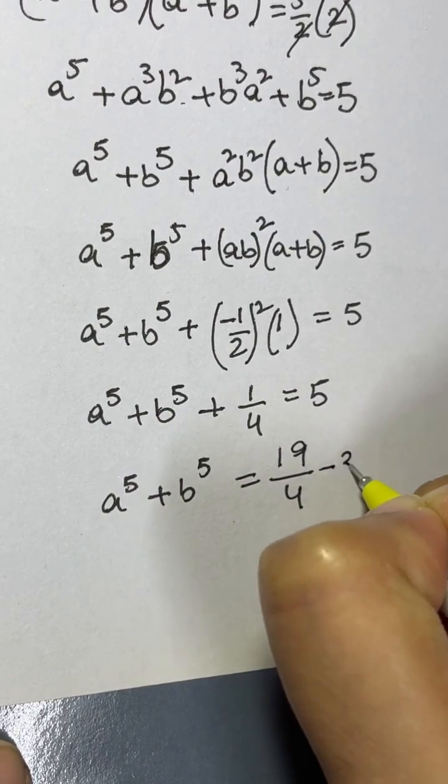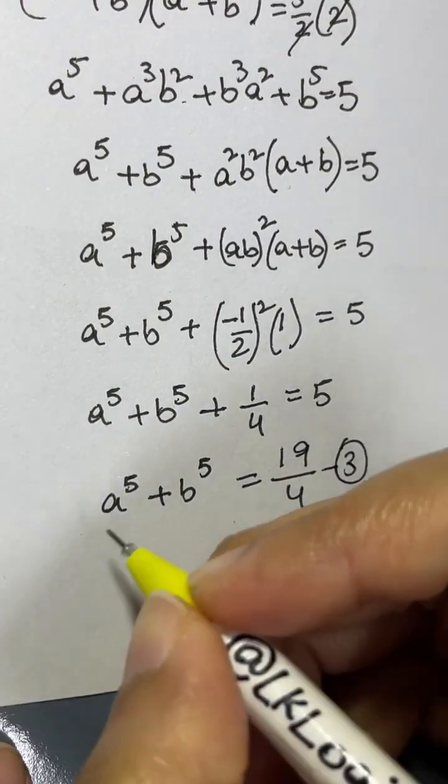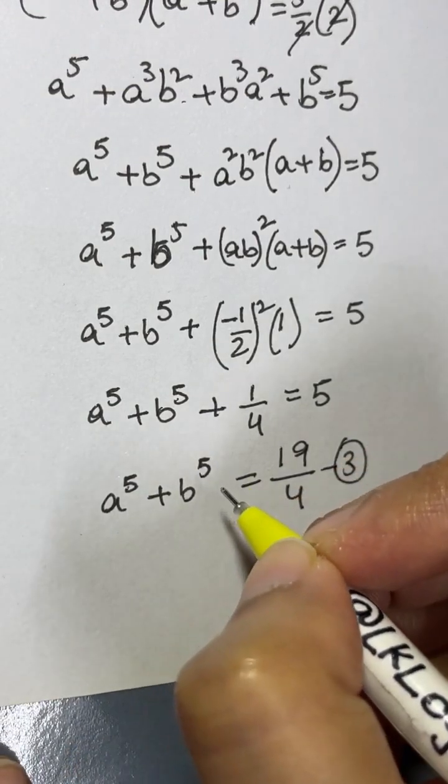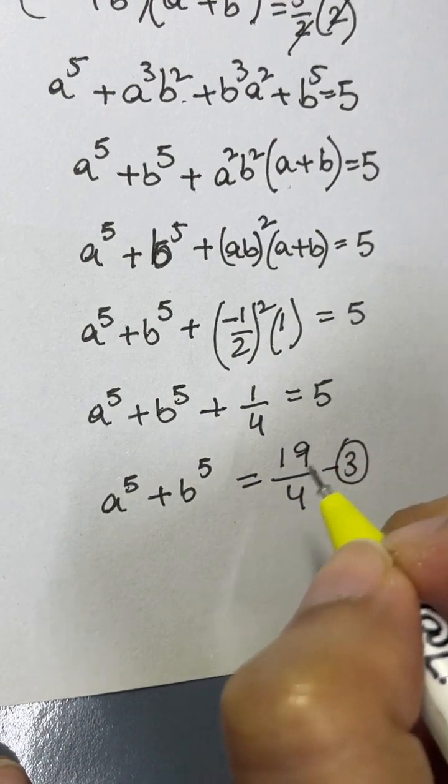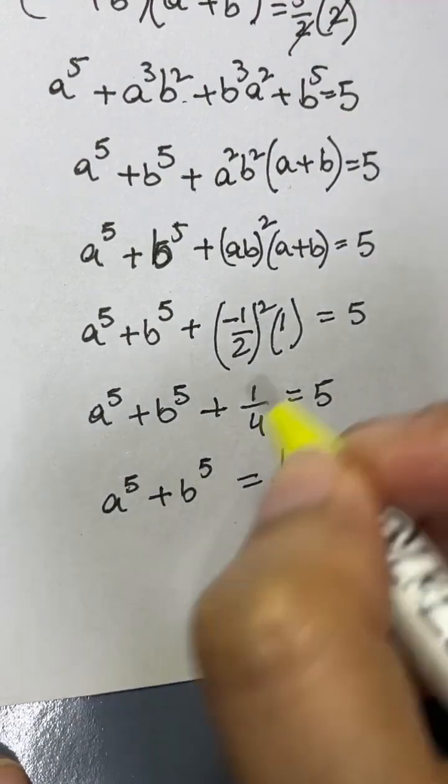So let this be equation 3. You've got a to the power of 5 and b to the power of 5 now. Now we have already got a cube plus b cube, so I'm going to write that equation back.